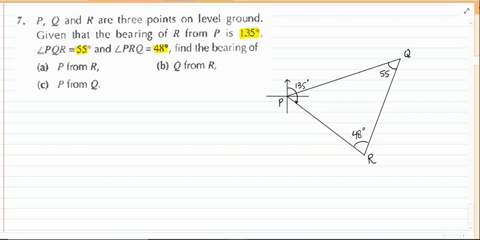Now you need to find the bearing of P from R. So first part, P from R. After the word from we have R, that means first thing you need to make the north of R.